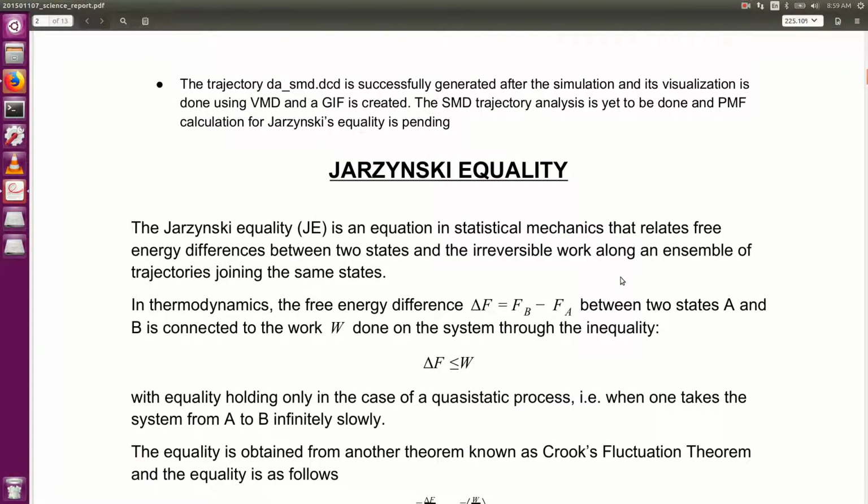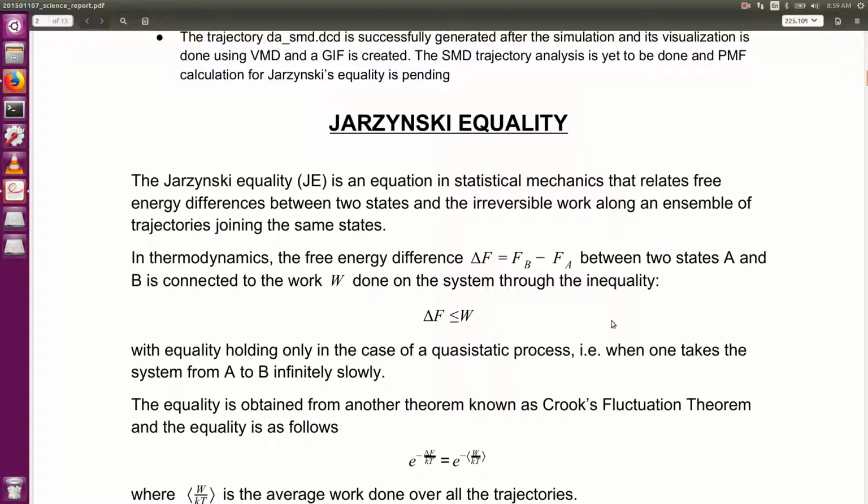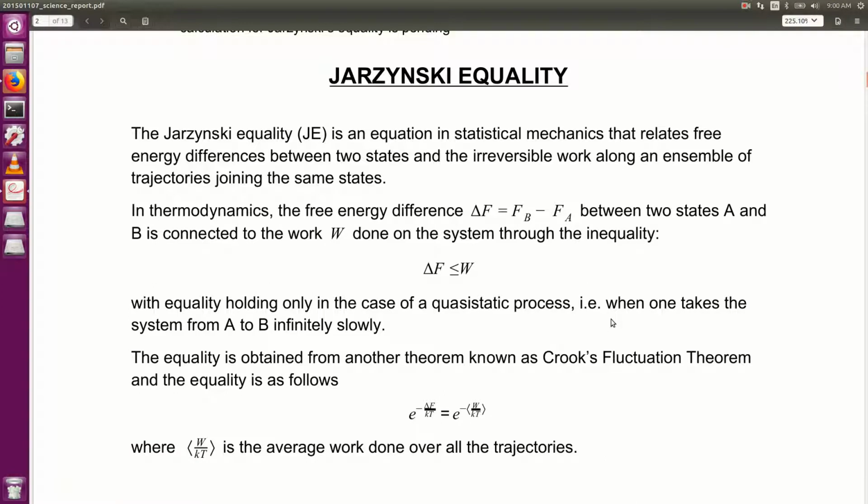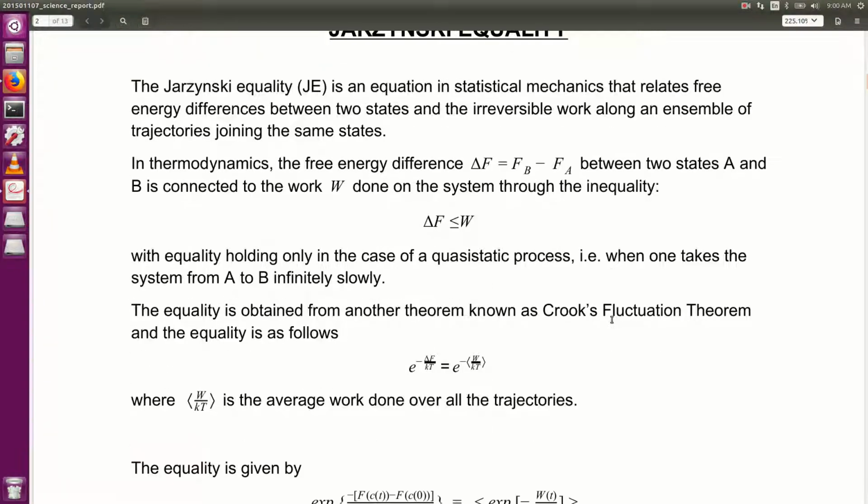first of all I will explain what the Jarzynski equality is. The Jarzynski equality is an equation in statistical mechanics that relates free energy differences between two states and the irreversible work along an ensemble of trajectories joining the same states. In thermodynamics, the free energy difference between two states A and B is connected to the work done on the system through the inequality ΔF ≤ W, with equality holding only in the case of a quasi-static process, that is, when one takes the system from A to B infinitely slowly.